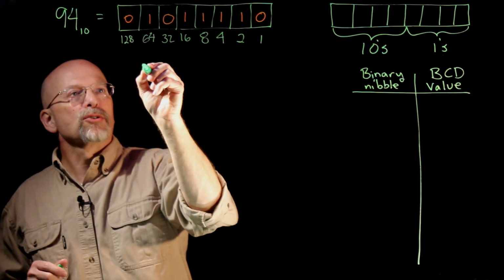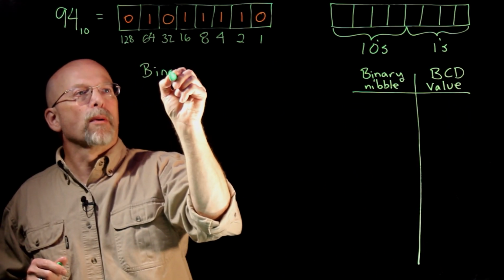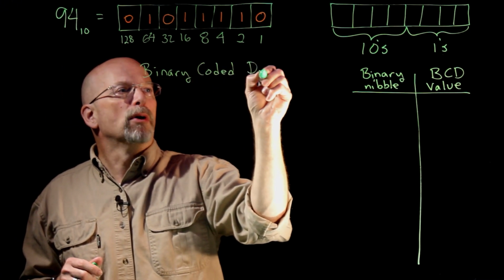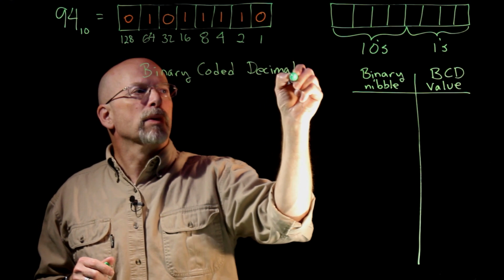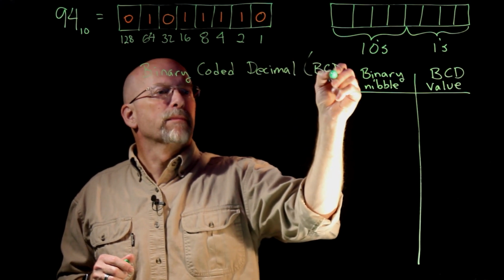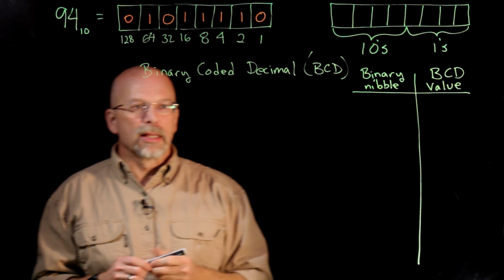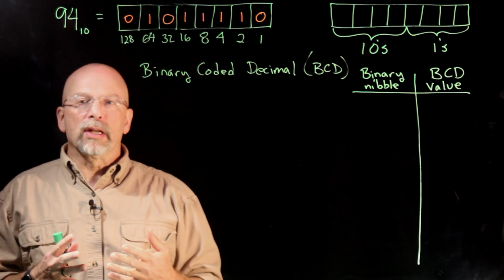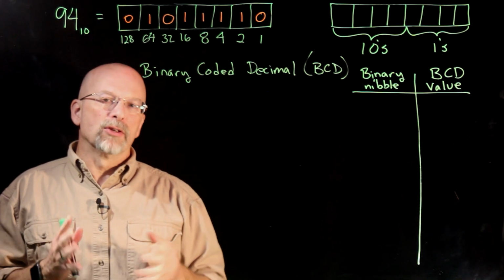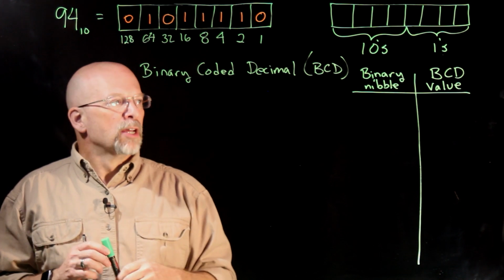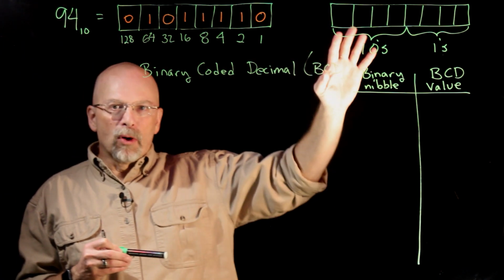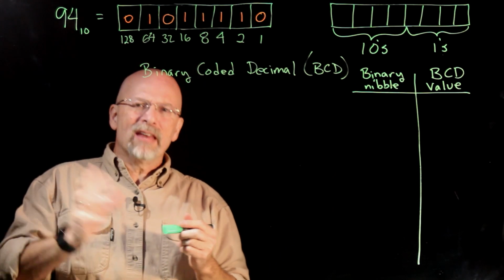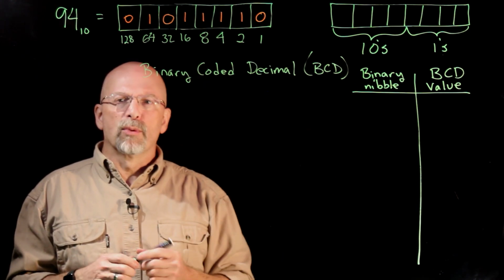BCD, that's an interesting term. It stands for binary coded decimal, BCD. Now, the importance of BCD is that it allows us to accurately represent decimal values inside of the computer. So, in this table, I'm going to show just the first 10 values that we can have with a nibble.